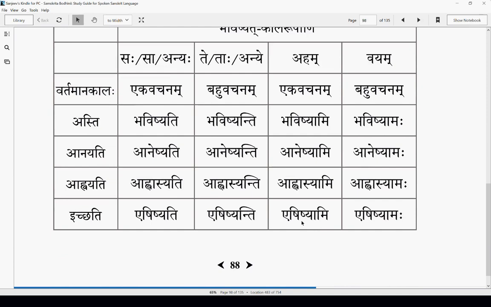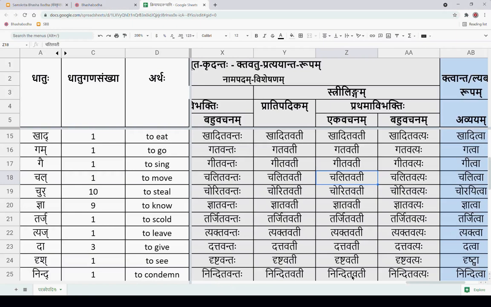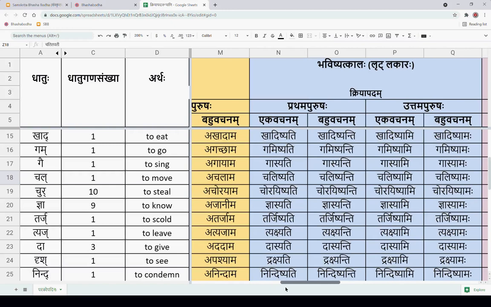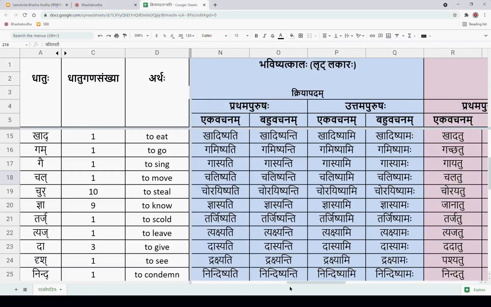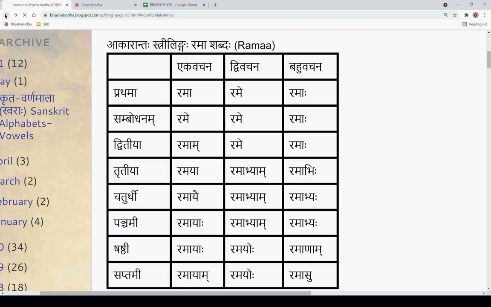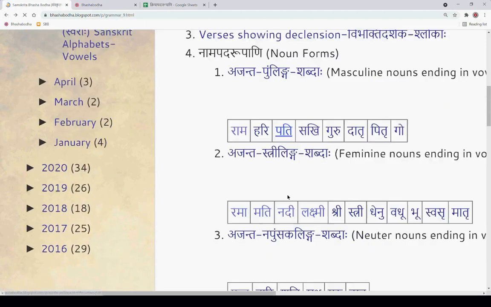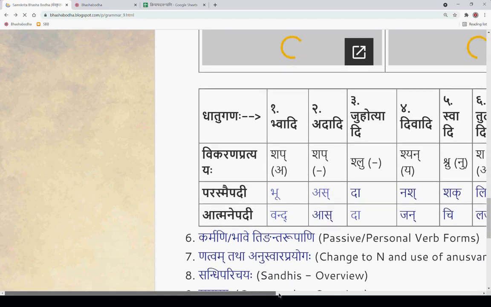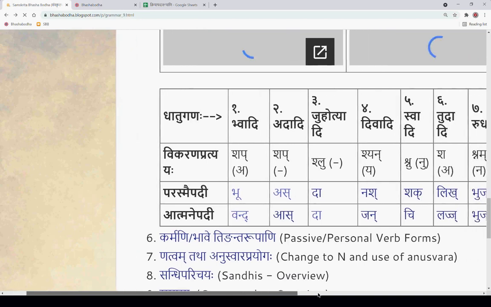You can refer to the tables. Some of the examples are given here. If you go to column NOPQ, khadishyati, khadishyanti, khadishyami, khadishyamaha, etc. You can find these examples here. The other way to find is some of the few examples given here, like in the last.